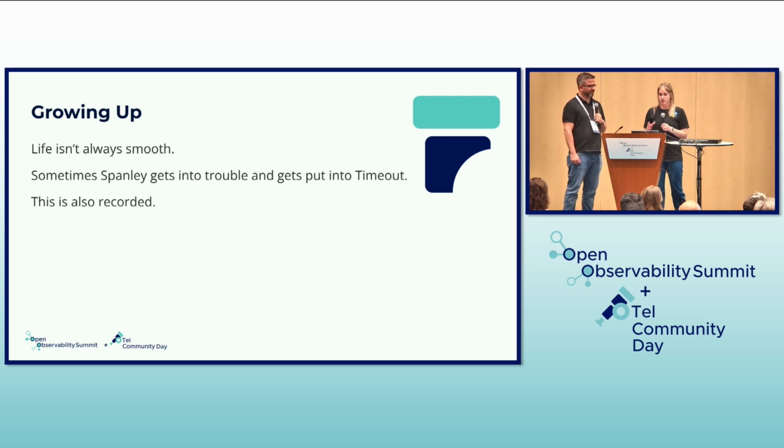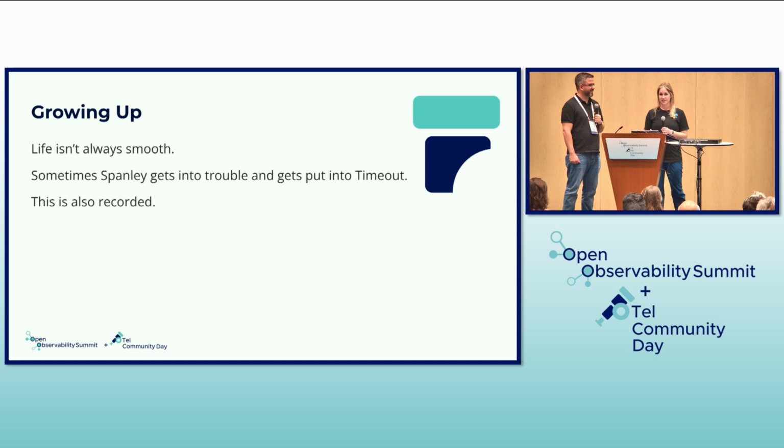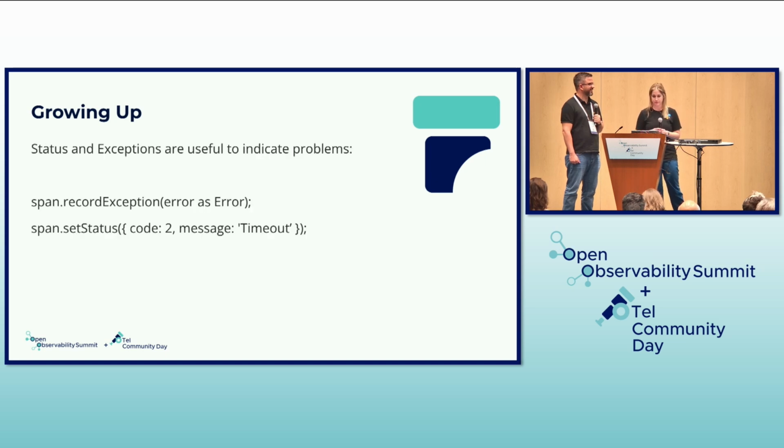And finally, life isn't always smooth. When things go wrong, Spanley may encounter a problem that gets recorded, like a bruised knee or a temper tantrum. Errors and exceptions are part of his story too, just like in ours. Sometimes Spanley gets into trouble and he gets put into timeout. That is also recorded in his life story.